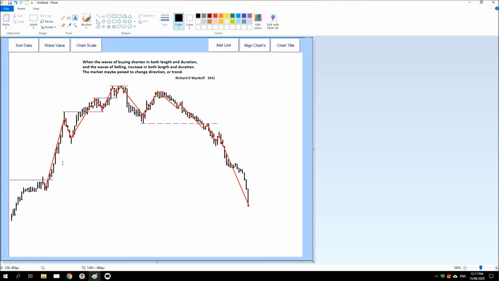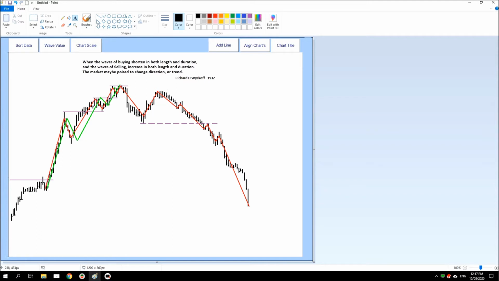So let's look here again. We've got a buying wave here. It's long and strong, and in response, the consolidation period, or the selling wave in response, is quite short and shallow. The next buying wave is fairly long again, a little shorter than the previous one, but no issue. And the selling wave in response is short and sharp.